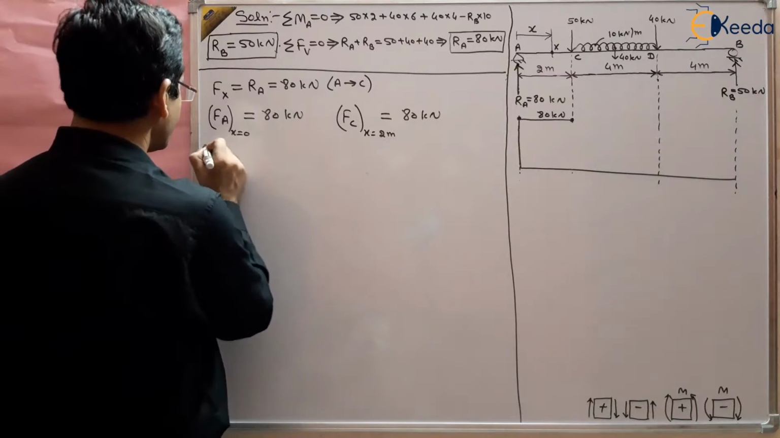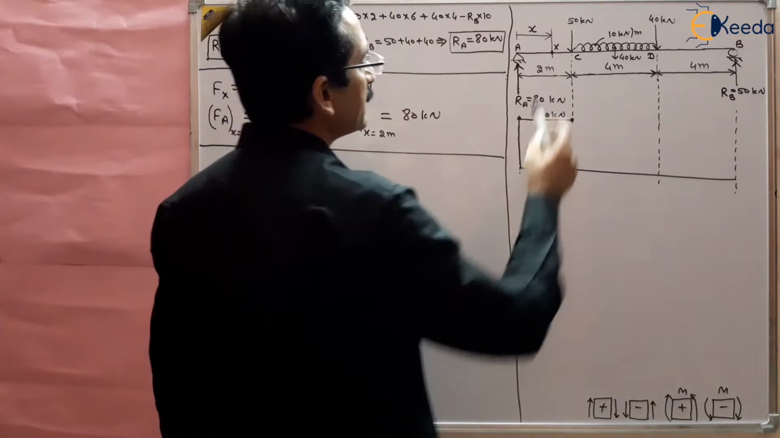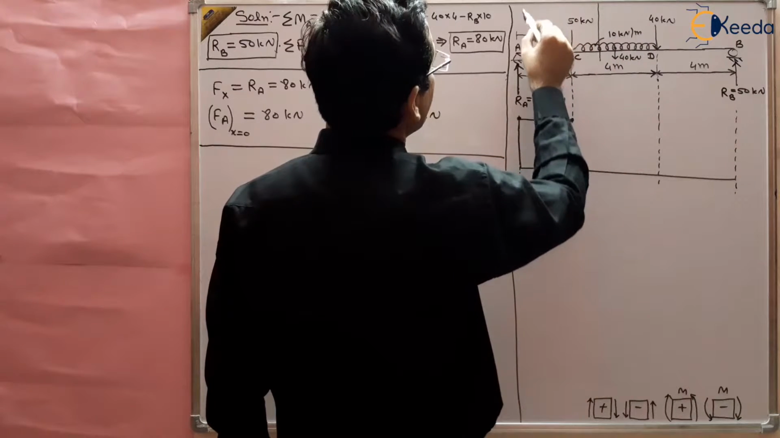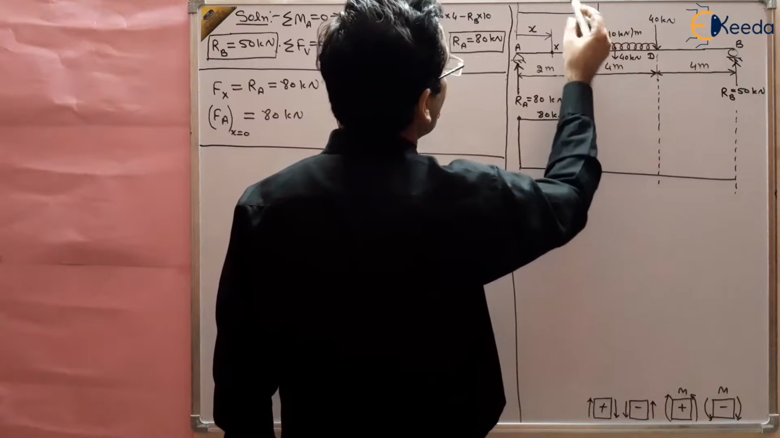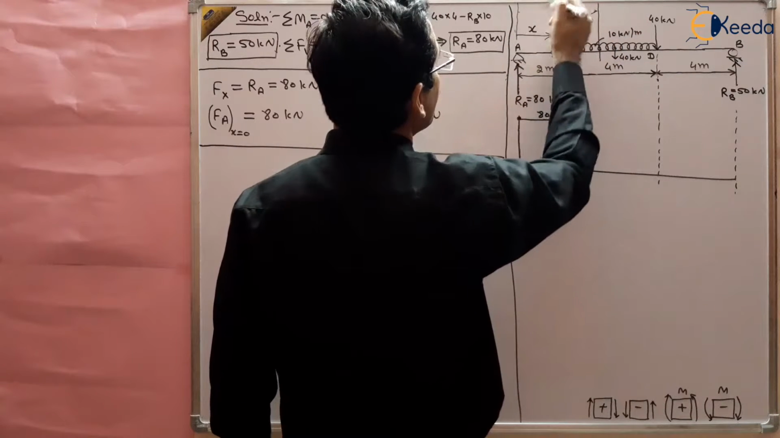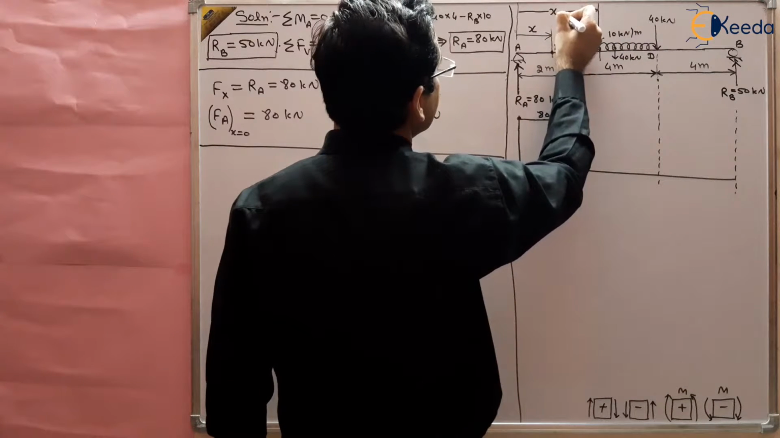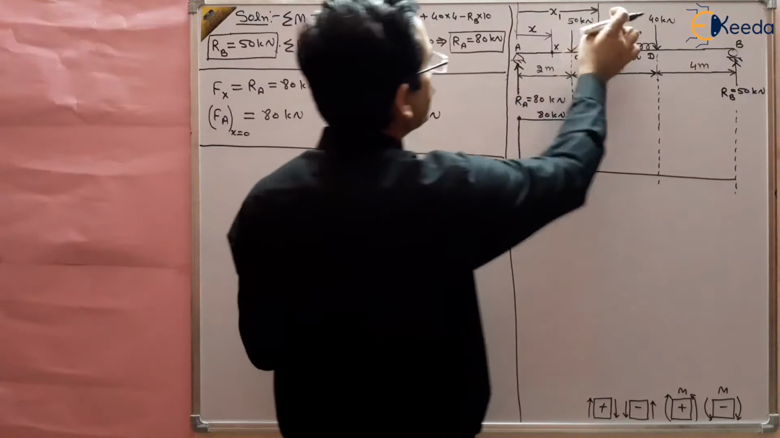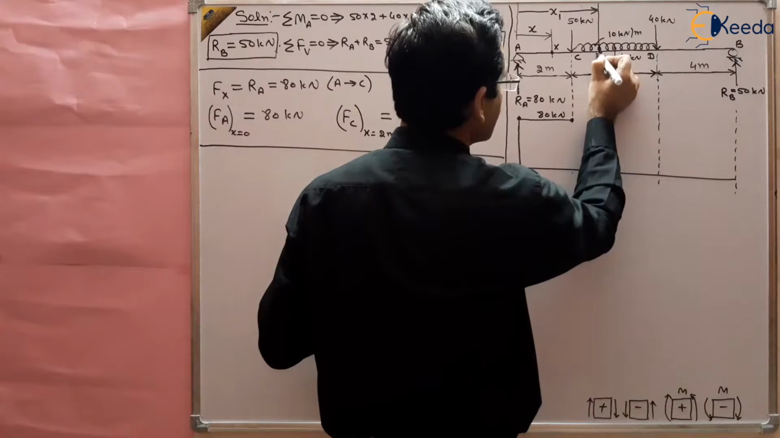Now take one more section. Let us take one more section. We can take a section here, like this, at a distance of suppose x1 from point A. Take a section at a distance of x1 from A, right? Name this section x1.